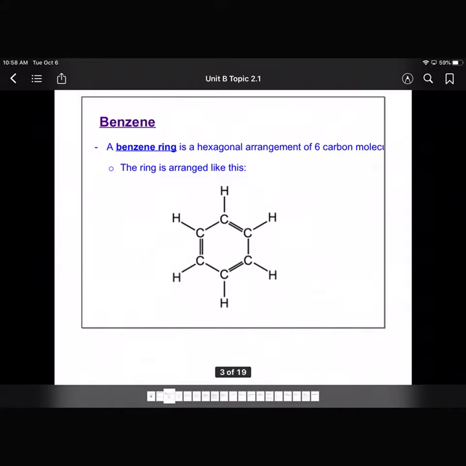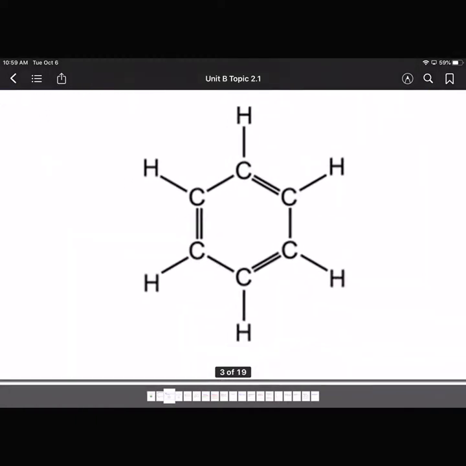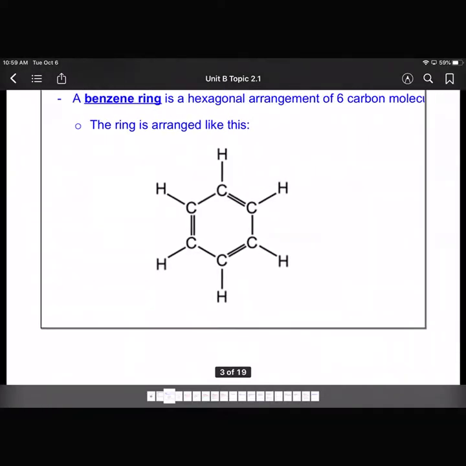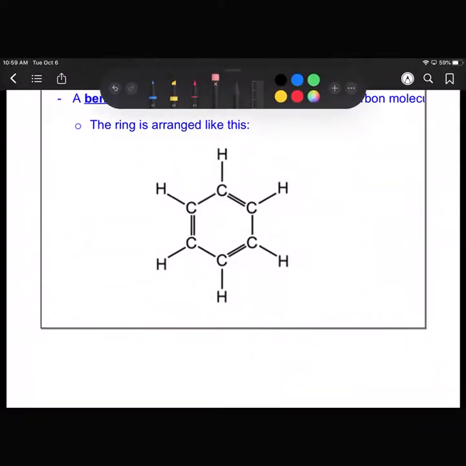Anyway, a benzene ring is a hexagonal arrangement of 6 carbon atoms, and the ring is arranged like this. So if you ever see the word benzene, you always have to draw that. That seems very complicated, but sometimes it's written somewhere else without the H's, and they just write C double C single C double C single.